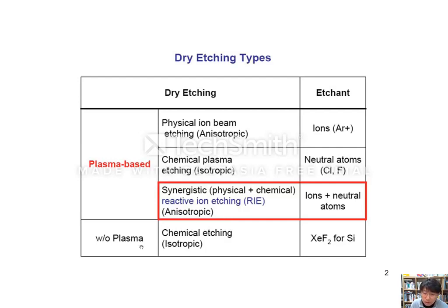Without plasma, you can have chemical etching, like xenon difluoride, XeF2. For silicon, that method is available without plasma.